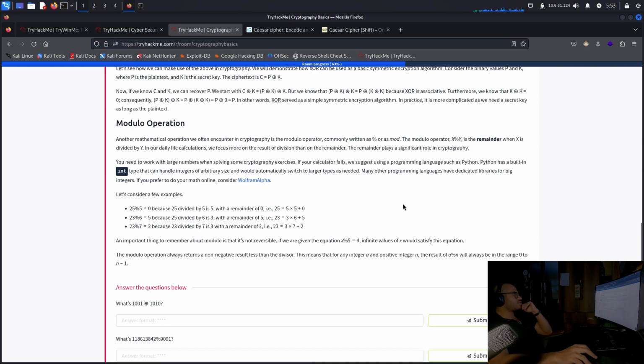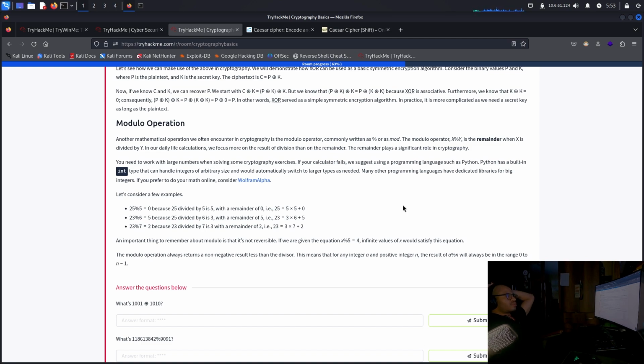And the modulo operation. Another mathematical operation we often encounter in cryptography is the modulo operator, commonly written as a percentage sign or a small mod. The modulo operator gives the remainder when x is divided by y. In our daily life calculations, we focus more on the result of division than on the remainder. The remainder plays a significant role in cryptography.